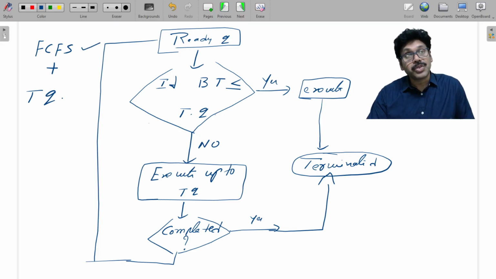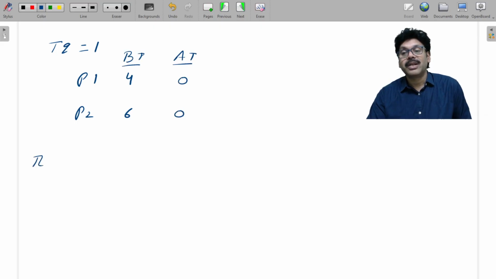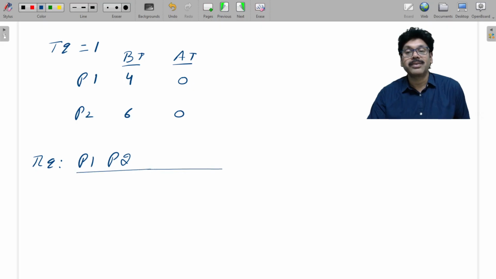If the time quanta is too small, what does that mean? Let us say the time quanta is only 1. P1 and P2 require 4 and 6 units respectively. This is their burst time, and their arrival times are both 0. So in the ready queue, both processes P1 and P2 are available right now.